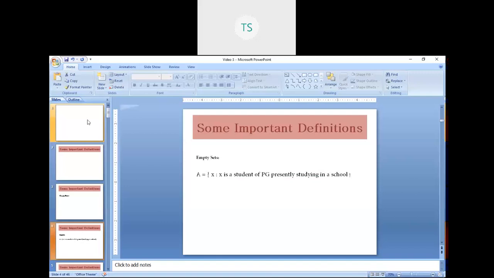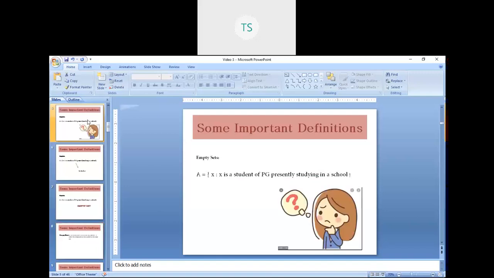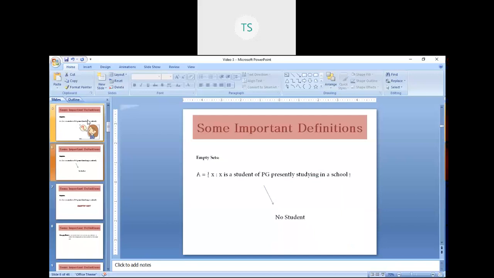No. That means for this particular set, you will not get any member. Any master degree student studying in a school, you are not getting any student. So this particular example will not have any members. This is an example of an empty set. Any set which does not contain any element or any member is known as an empty set.